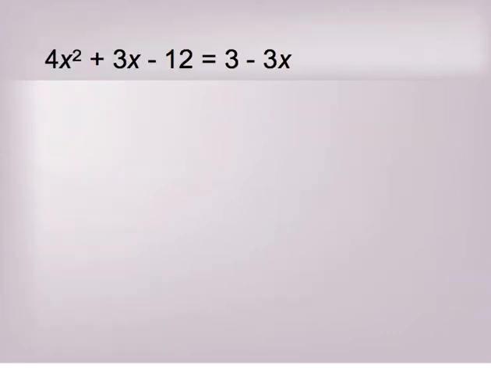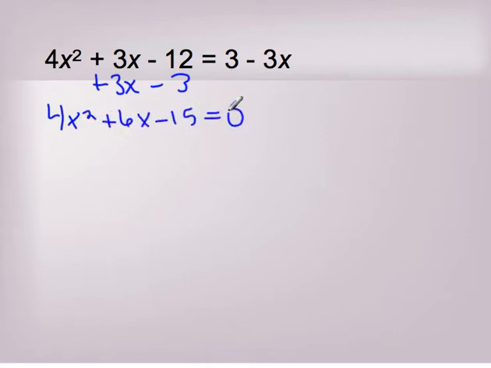Last one, again, we want to make sure that we have this in standard form. So I'm going to add the 3x, and I'm going to subtract the 3 to bring everything over to the right side. So 4x squared plus 6x minus 15 equals 0. Okay? A is 4, B is 6, C is 15, -15 to be exact.